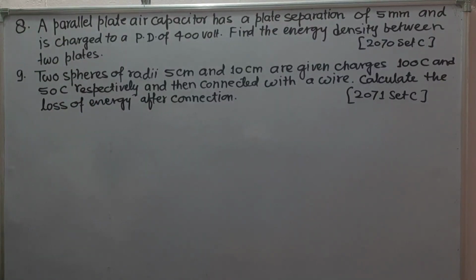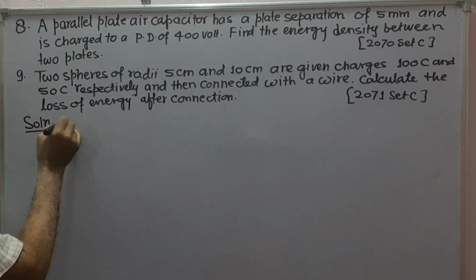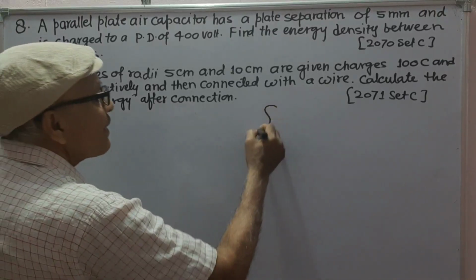Next question number 8. The question is: a parallel plate air capacitor has a plate separation of 5 mm and is charged to a potential difference of 400 volt. Find the energy density between the two plates. Now solution to question 8.